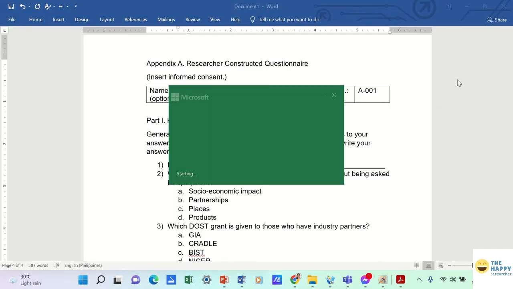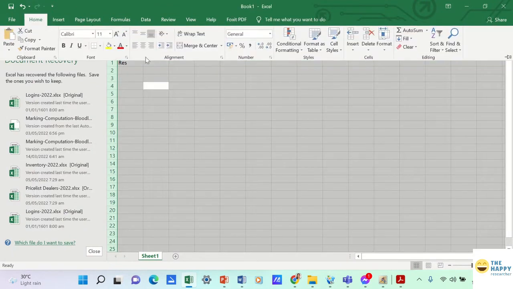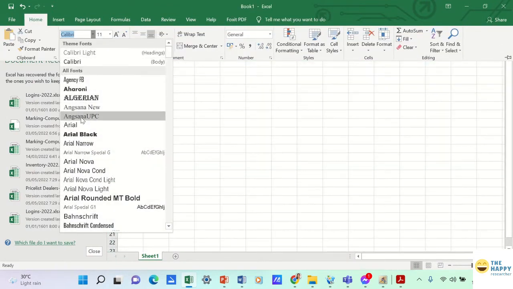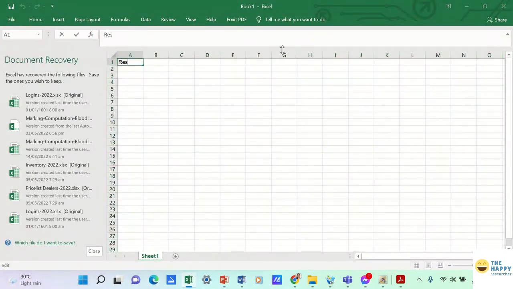Granting that we have already conducted our study, we are now ready to encode our data. Just for the purpose of elucidating how data is encoded, this is not to teach you to make up data, but rather to show you how the data is encoded. I will be showing you a sample.